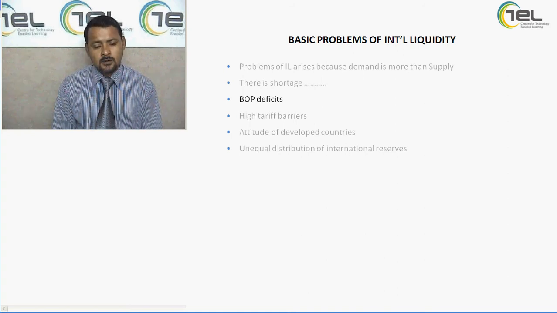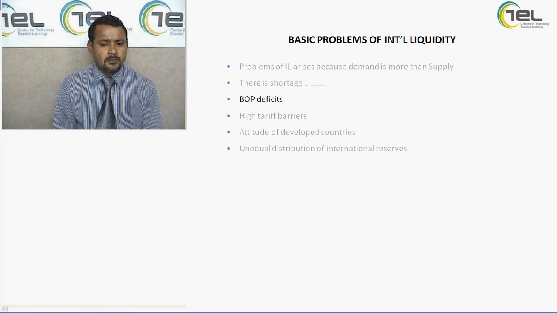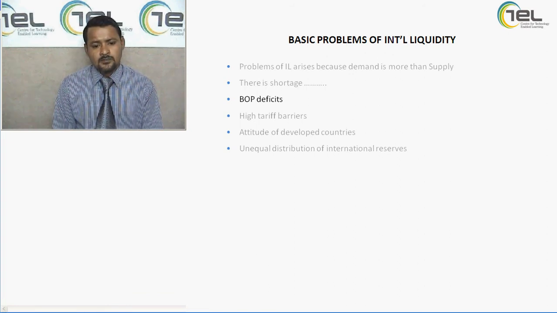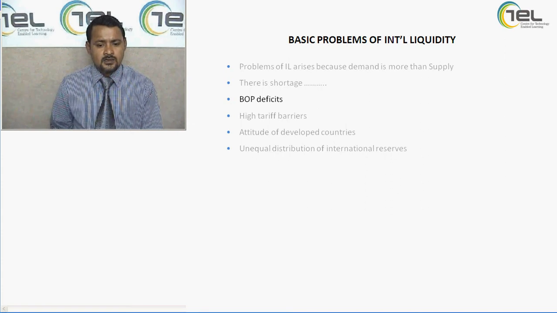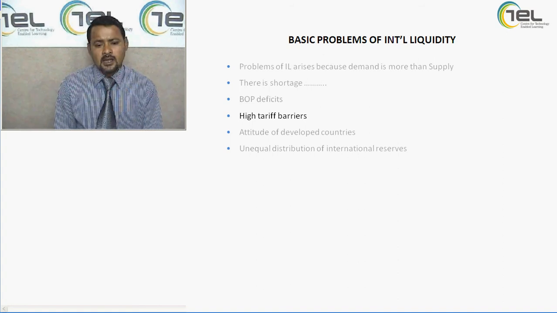The second problem with international liquidity is that of high tariff barriers. The tariff barriers are very large in developing countries. It has come to be regarded as one of the largest barriers to international trade. Tariffs are large, taxes are large, thereby reducing the competitiveness of the domestic market.